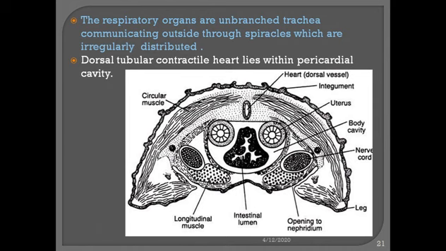The dorsal tubular contractile heart lies within the pericardial cavity, marking the prominent part of the circulatory system. This is also a character which is similar to the arthropoda, because we have learned in arthropoda also the tubular heart is present on the dorsal surface of the body.